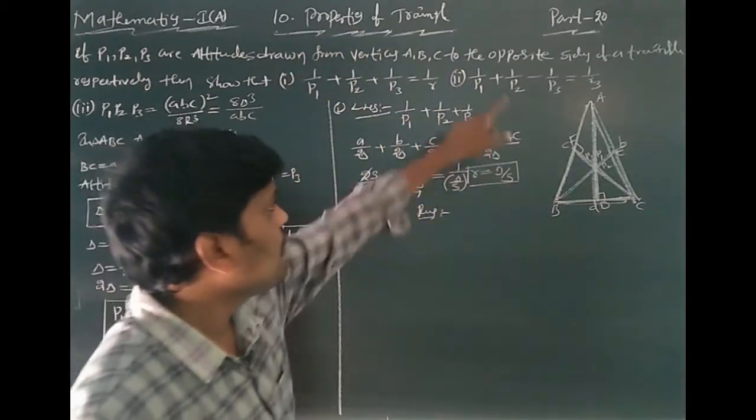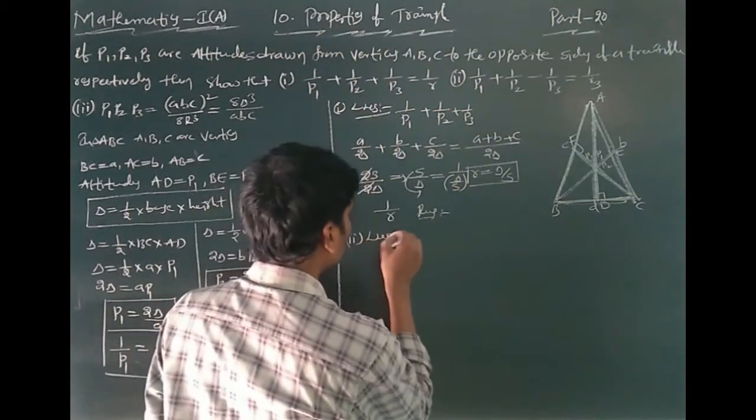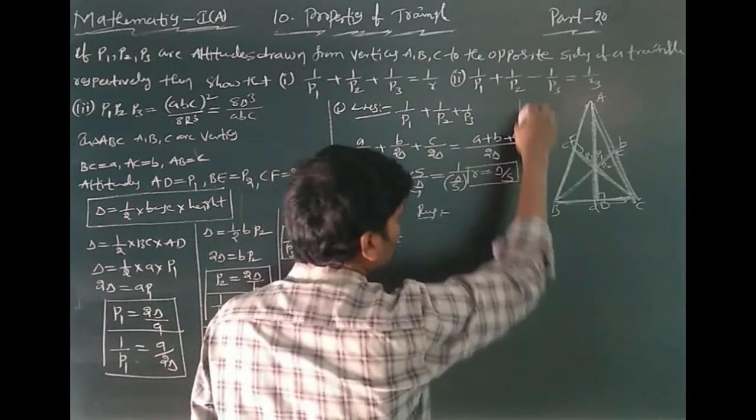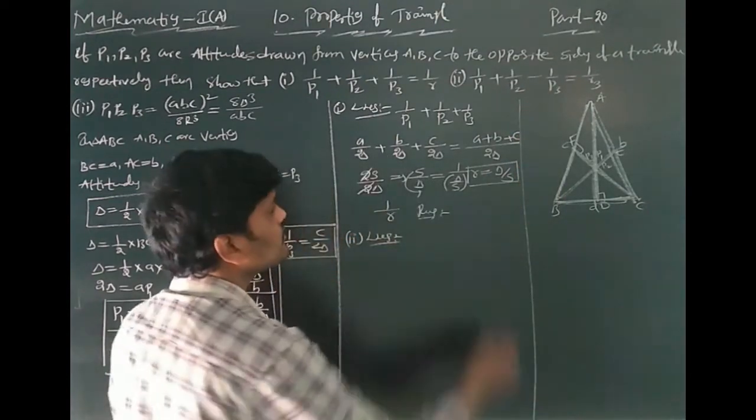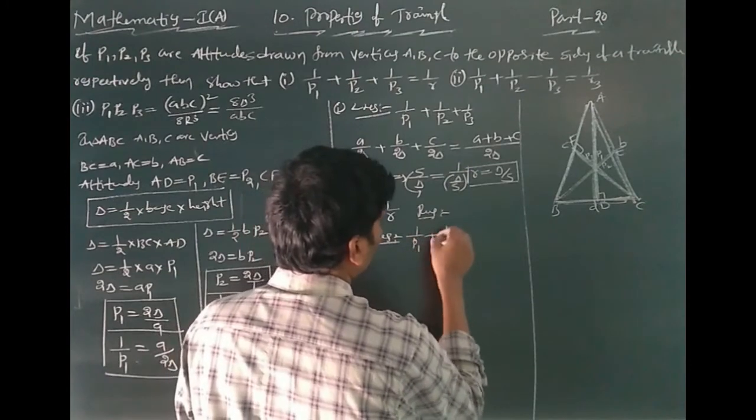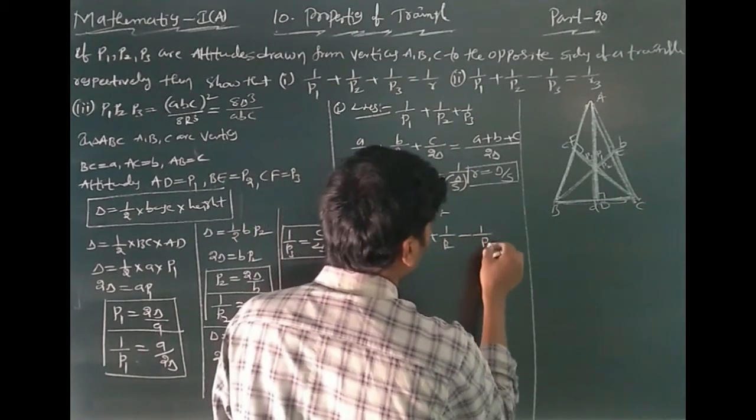You go to the second one. What is the second one? The LHS part of the second one is what here? 1 by P1 plus 1 by P2 minus 1 by P3.